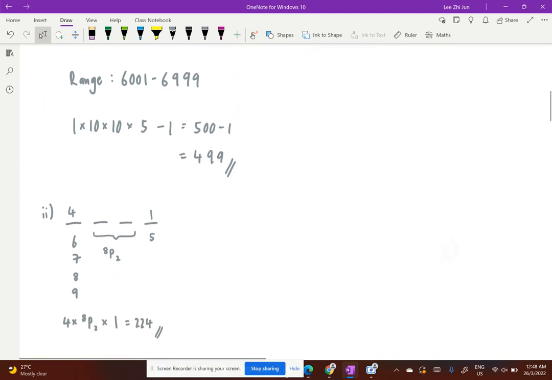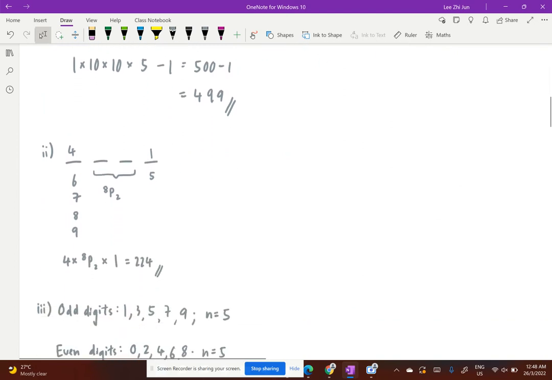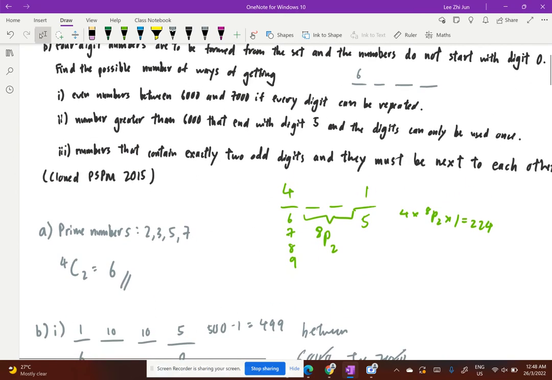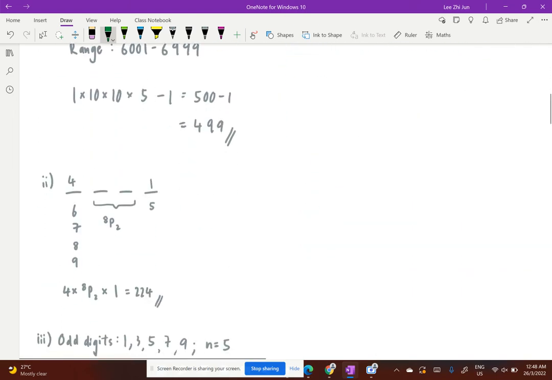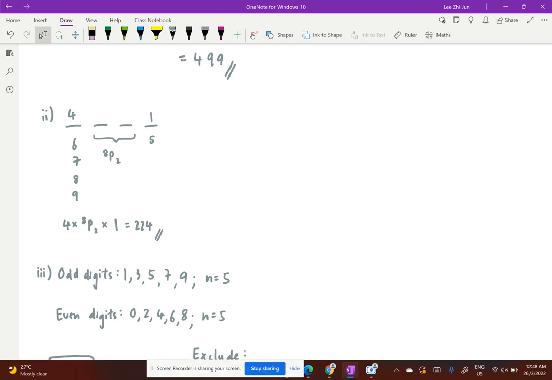So you need to calculate exactly 2 odd digits. If I pick 2 odd digits, the rest will be even digits. So I need to count the number of odd digits and even digits first. Odd digits will be 1, 3, 5, 7, 9. There are 5 digits. Even digits will be 0, 2, 4, 6, 8. The total number will be 5.